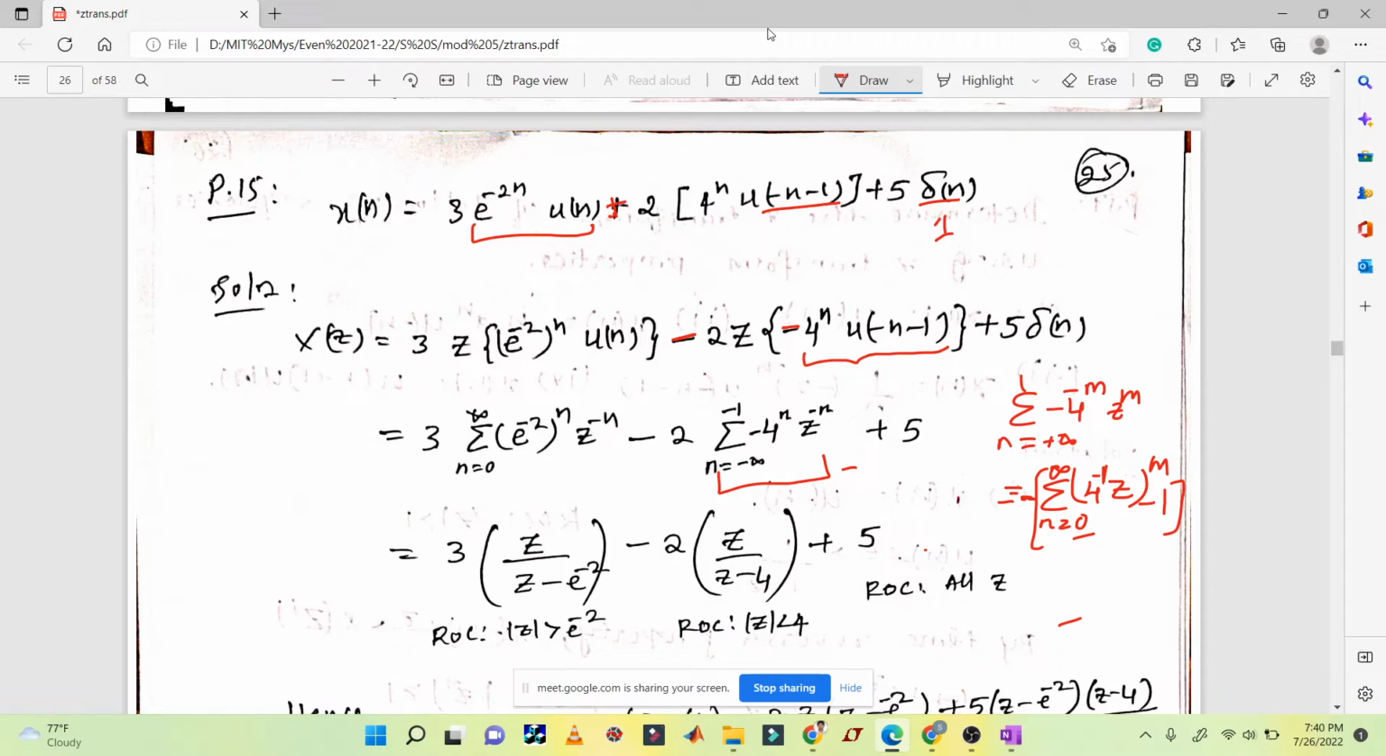Okay, minus outside is there. So in this, what happens: 1 divided by 1 minus 4 inverse z minus 1 comes. So ROC is 4 inverse z is less than 1. Okay, 4 inverse z is less than 1. That's why z is lesser than 4. Z divided by 4 comes here instead of this. So z is less than 4. It is greater than e to the power minus 2 and less than 4.